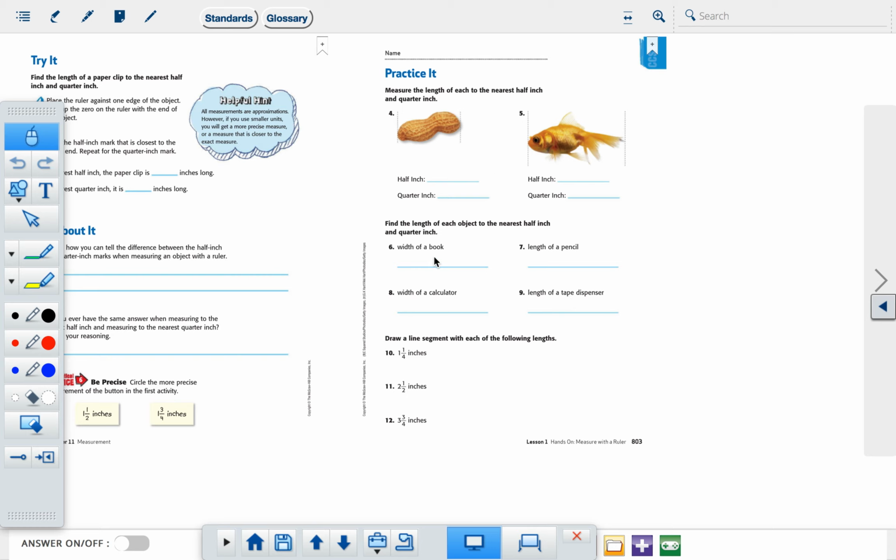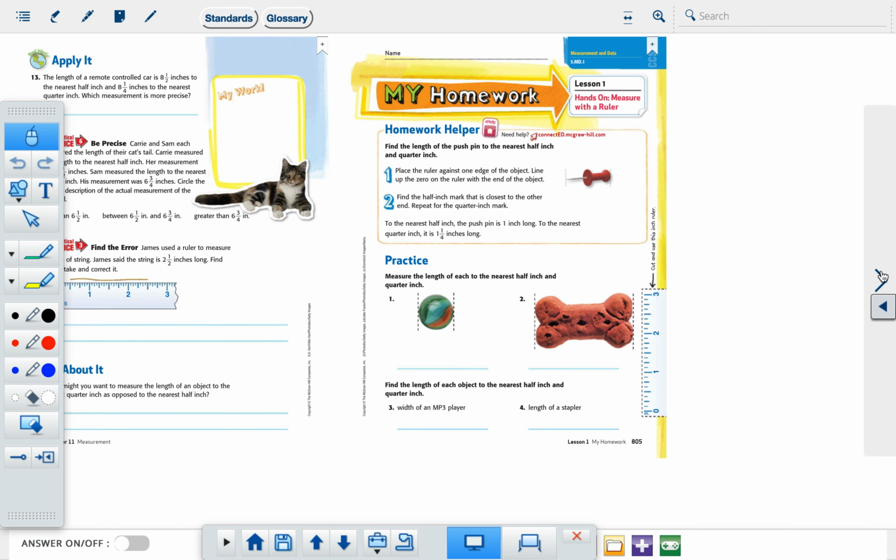You can find a book at your house, measure the width of a book, the length of a pencil, a calculator, and a tape dispenser. If you don't have any of these items at home, you can kind of just guess. We'll use an estimation. And here you are to draw a line segment online. Okay? Let's go to the next page.